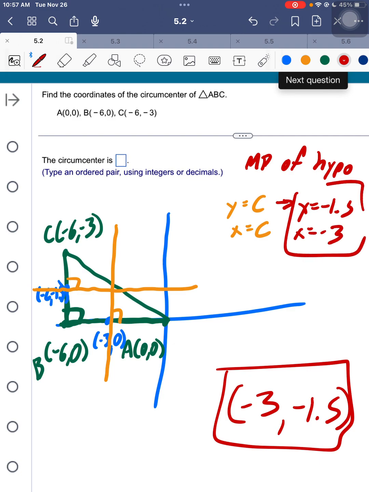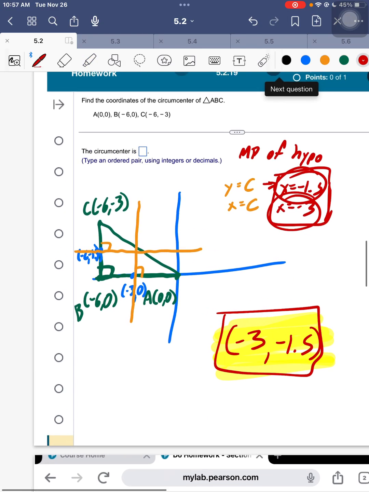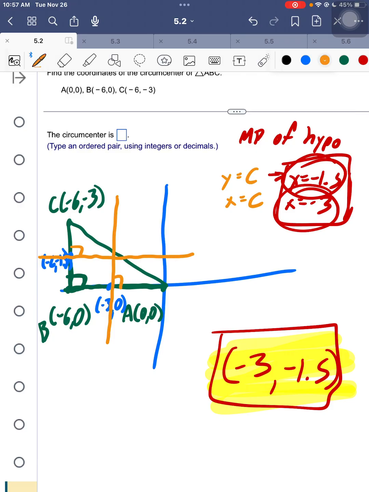And what do I know? If I have these two lines, what is the point of intersection of this line and this line? It's going to be this point right here. So that's the long way to do it, right? It's going to be somewhere over here. Well, the other way to do it, the shortcut way, which is fine, I don't care. If you can recognize that you have a right triangle and you have a shorter, quicker, more efficient, less prone to mistakes type of way, then please do it.